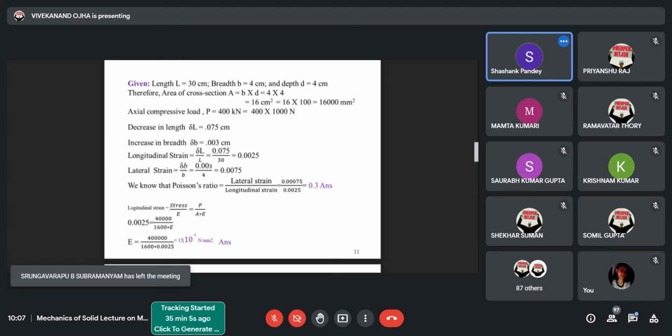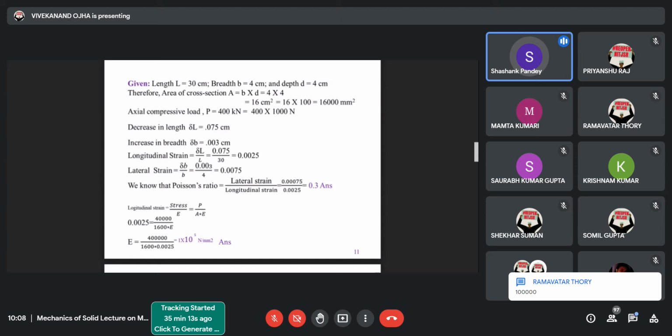We have the length, we have the change in length, so we can calculate the longitudinal strain, which comes out to be 0.0025, and the lateral strain comes out to be 0.0075. We know that Poisson's ratio is lateral strain upon longitudinal strain. This comes out to be 0.03.